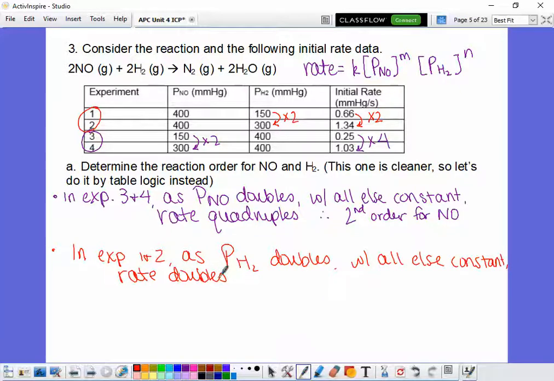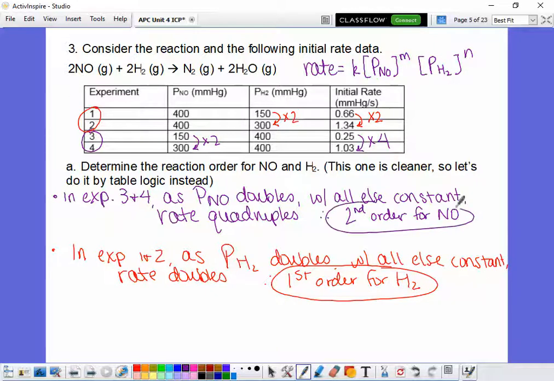So since one doubles, the other one doubles, what order is that? First order for H2. And second order for NO. Table logic is obviously nicer and easier and much simpler to do. It doesn't take up as much space, not as much work.